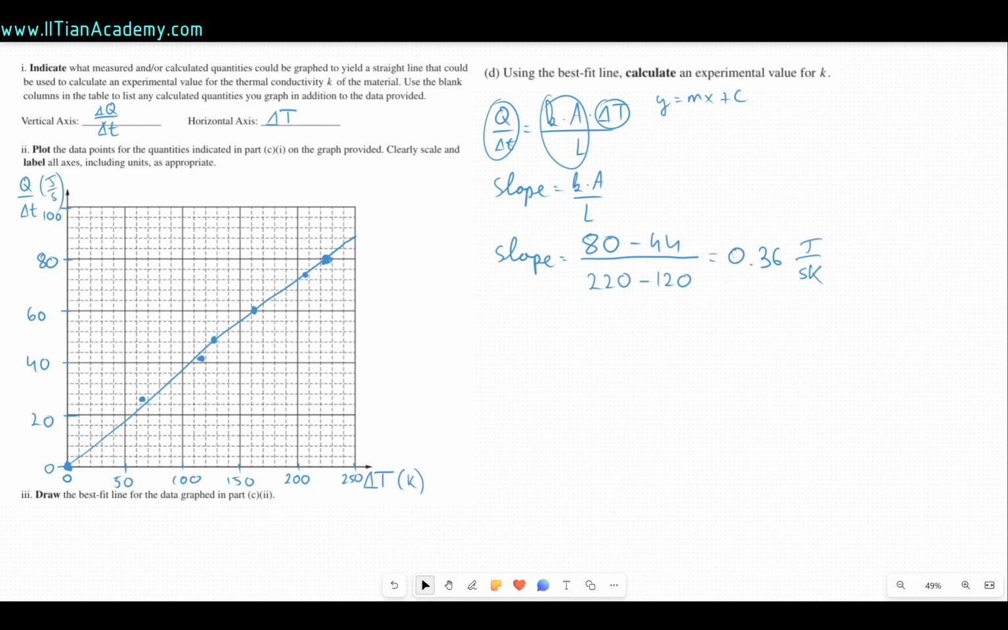And so what we will use now is simply rearrange this equation for K. So K will be the slope times L over A. So 0.36 times 0.01, which we were given at the start of the question, and the area we were also given. So this will give us 0.06 joules per second Kelvin meter.